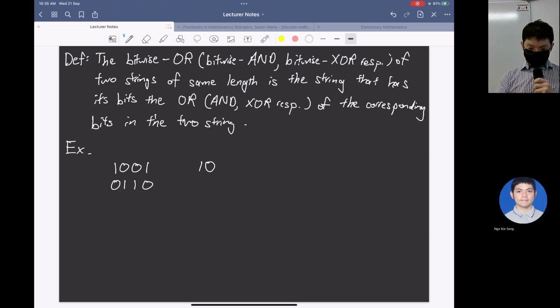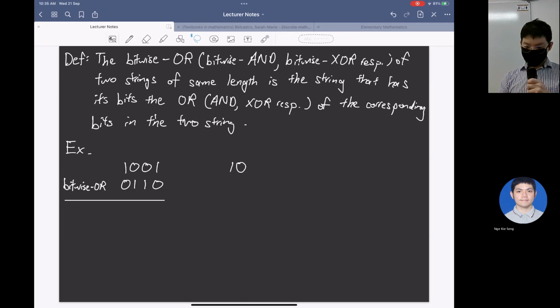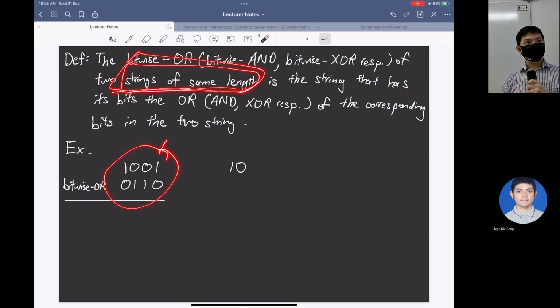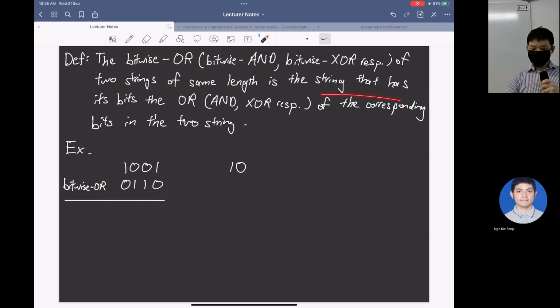Okay, for example, let's do some calculation in this math class. Let's do bitwise. So what does this mean? Go back and check your definition. What does the definition say? First of all, you need to add strings of the same length. Are they the same length? Yes, length of 4. And then add them bit by bit, corresponding bit. So you need to take all of them. So 1, 0, what do you get?